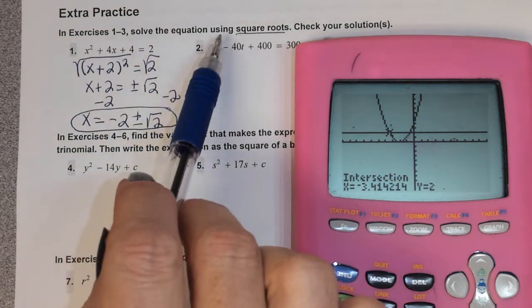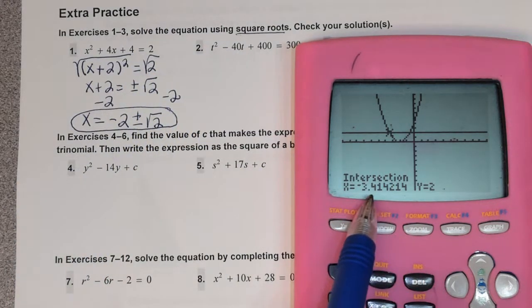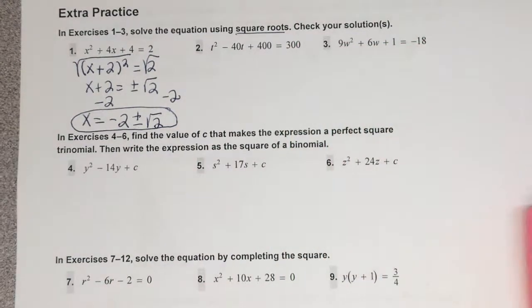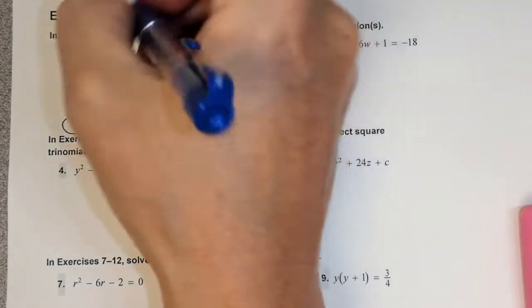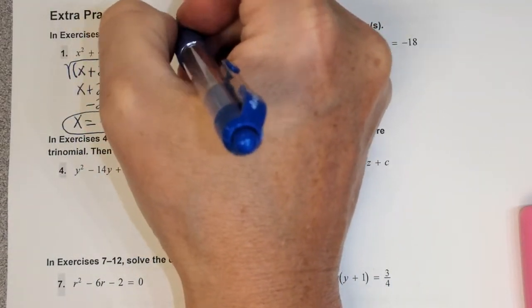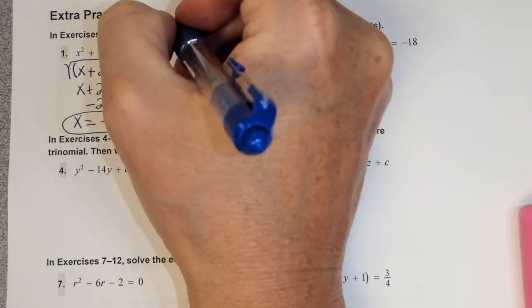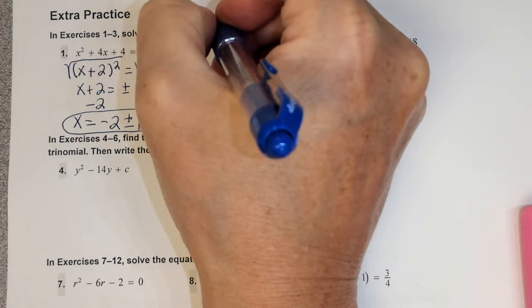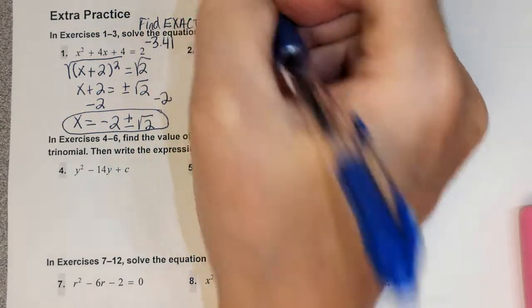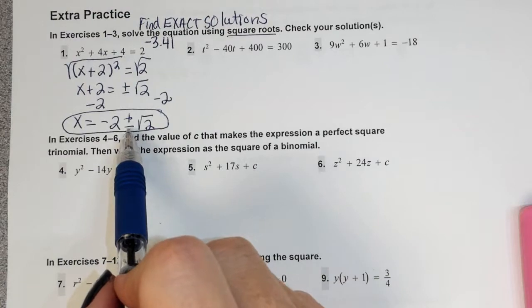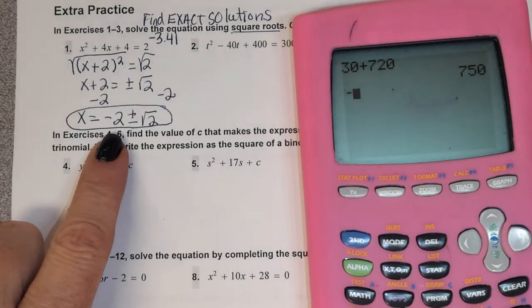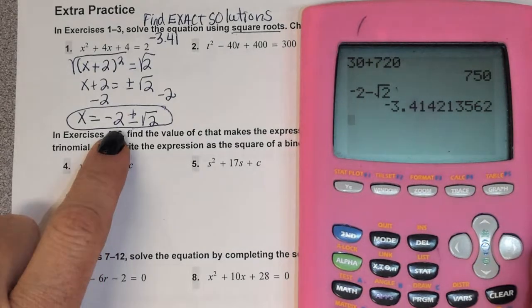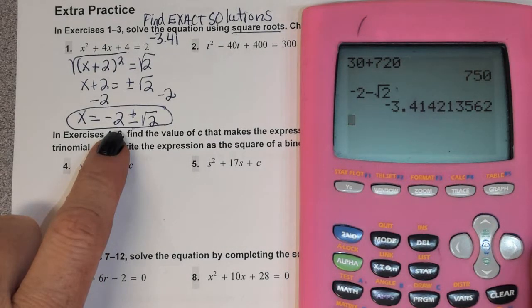Now, if the problem was written exactly the way it is up here, you could give me that solution, negative 3.41. But if the direction said find the exact solutions, these would be the exact solutions. But watch how I can check now. I go to my home screen. What is negative 2 minus radical 2? Oh, same exact thing, negative 3.41. See how I can check?